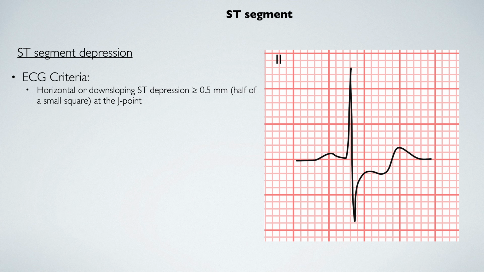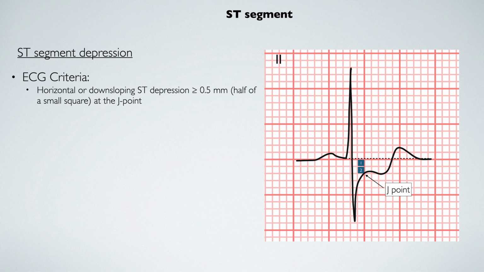ST segment depression can be horizontal or downsloping. The J point must be below the ECG baseline by at least half a small square. If we look at our trace, I've drawn a dashed line to represent the baseline, and here is the J point, which is at least 2 small squares below, confirming ST depression in this lead.